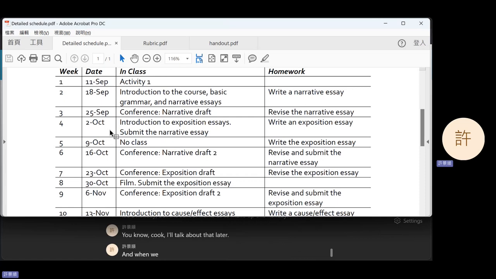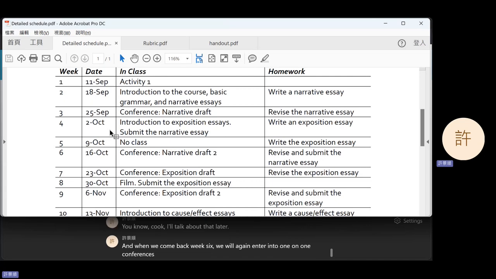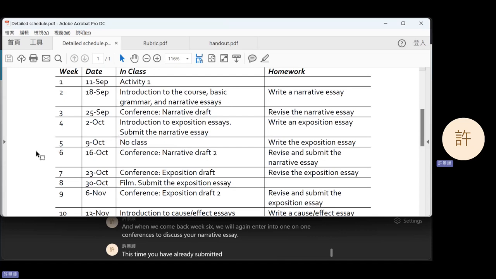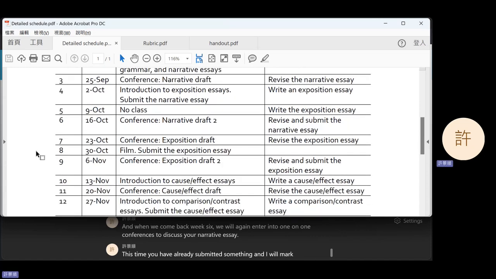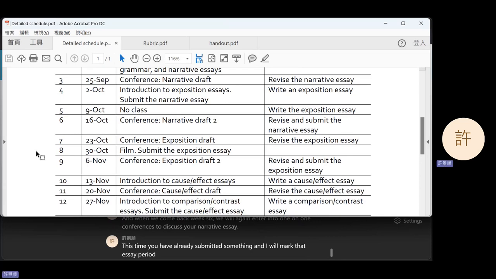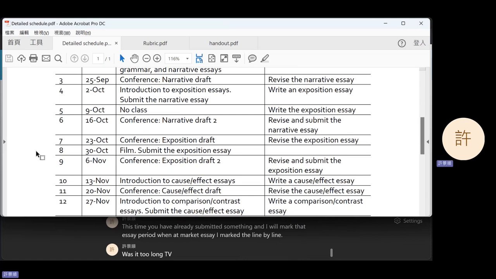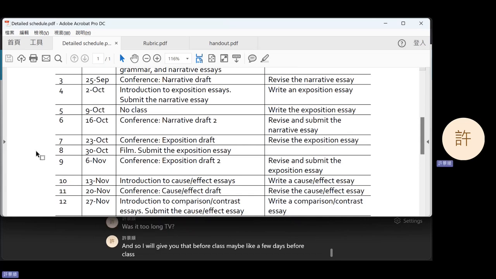When we come back week six, we will again enter into one-on-one conferences to discuss your narrative essay. This time, you have already submitted something, and I will mark that essay. When I mark an essay, I mark line by line. So I will give you that before class, maybe like a few days before class. Take time to read through my marks. And then in class, I will meet with you one-on-one to discuss anything you don't understand.